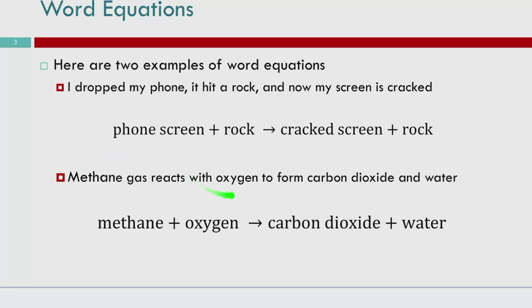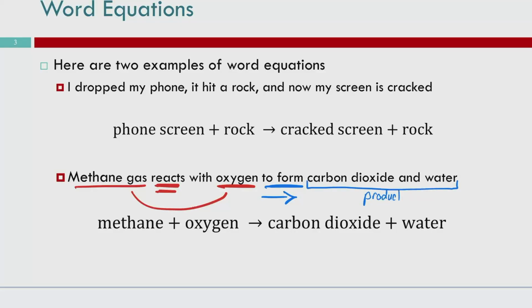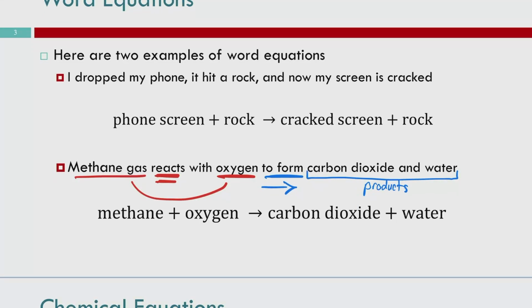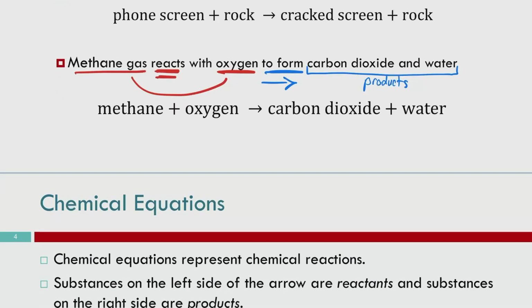Methane gas reacts with oxygen to form carbon dioxide and water. So methane plus oxygen. Methane gas reacts with oxygen. So we're linking those together. And then we've got a signal word, to form. That's basically standing in for our arrow. And then everything else after this is our products. Sort of the breakdown there.